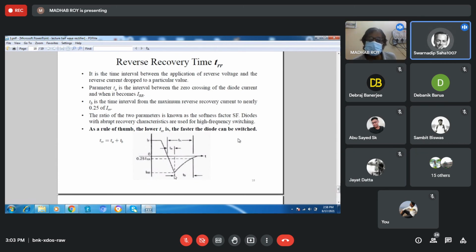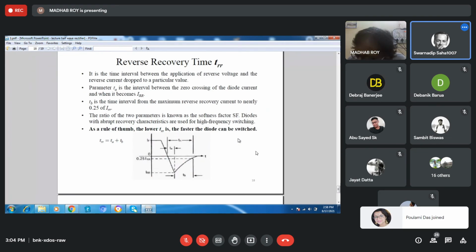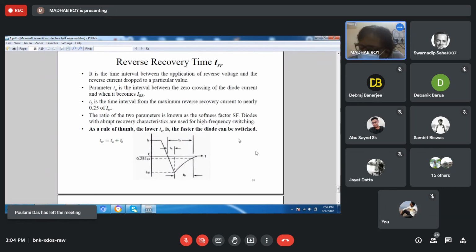Sir, because of the reverse direction current, because of the stored charges. Majority or minority? It's a minority. How are minority charges giving current? Sir, because it is in reverse bias condition, so majority charge carriers cannot flow.